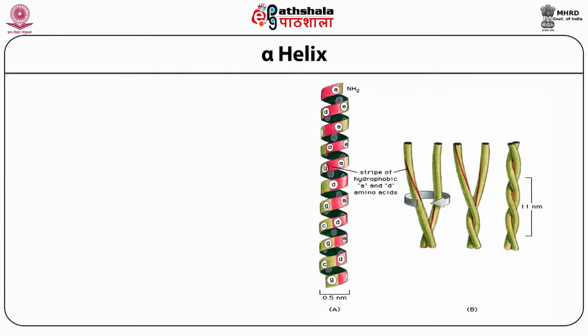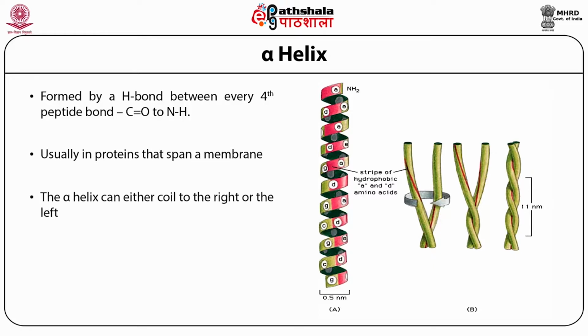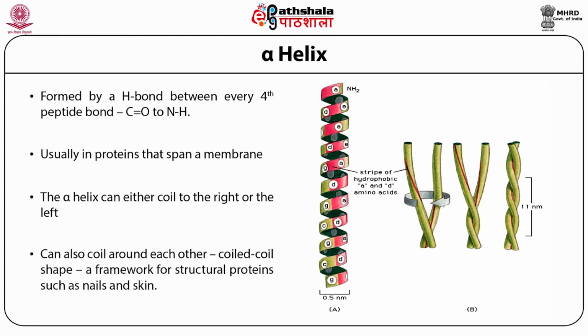The alpha helix is formed by hydrogen bonds between every fourth peptide bond of CONH. Every fourth unit bonding makes a spiral or helical structure, which is usually found in proteins that span a membrane. The alpha helix can coil to the right or to the left, and can also coil around each other. This coiled coil shape is a framework for structural proteins such as nails and skin.